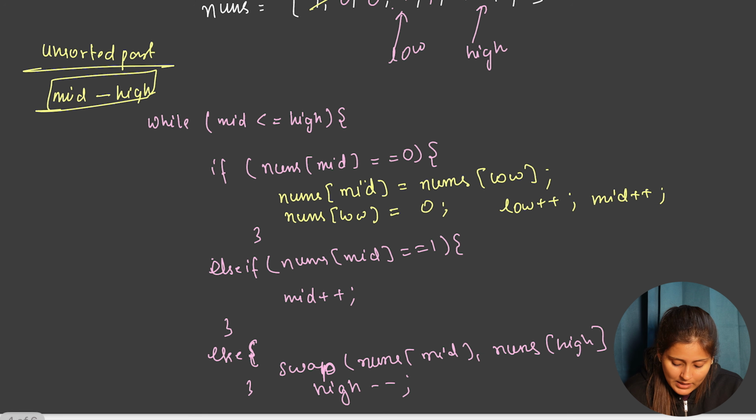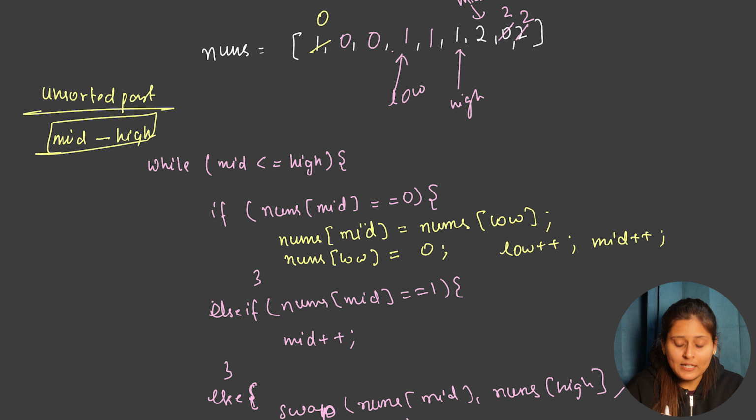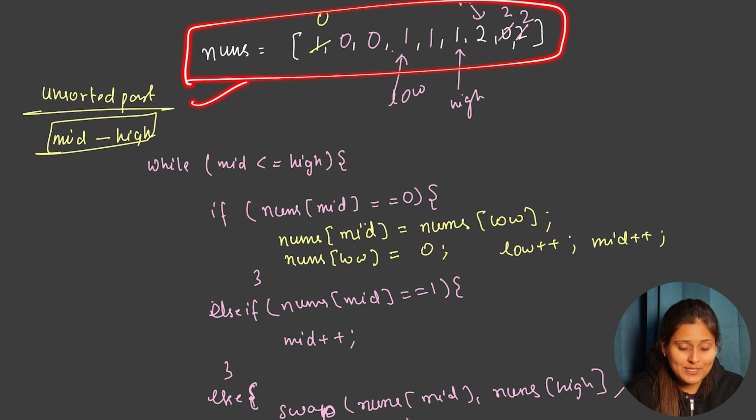So swapping doesn't mean we will do high minus minus. Now if we will do high minus minus, high will come here, and then in the while loop mid has crossed high and we will come out of this loop. And at the end we have got all the nums array sorted.